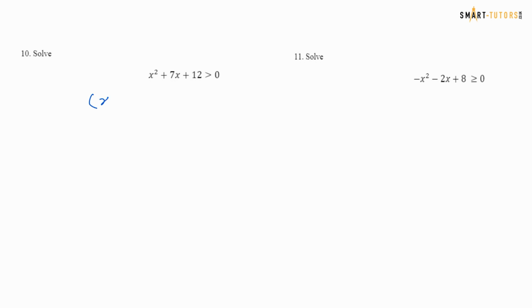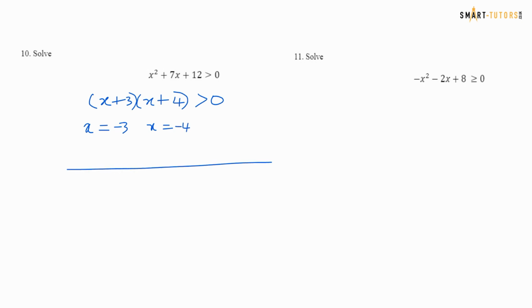Now question number 10. Let's do this one very quickly. x plus 3, x plus 4. I'm not saying anything; you know how to factorize now. And x equals minus 3, x equals minus 4. And this is the number line. Minus 4 comes here, minus 3 comes here. And this is a happy face graph. Greater means up, minus 3, like that. This is one answer.